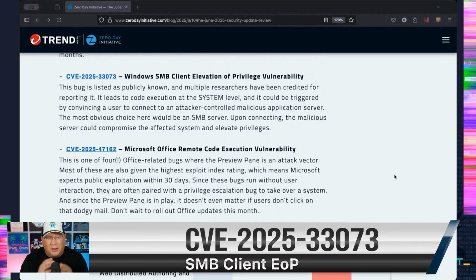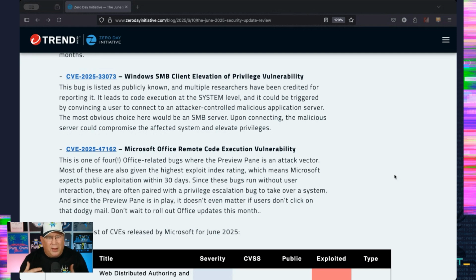And this is interesting. It does lead to system, but it leads to system in an interesting way. And really what you're trying to do is convince a user to click on a malicious SMB share. Now, thankfully, we all know that users never click on anything. Hang on, I'm getting an update. No, I'm sorry, that's incorrect.